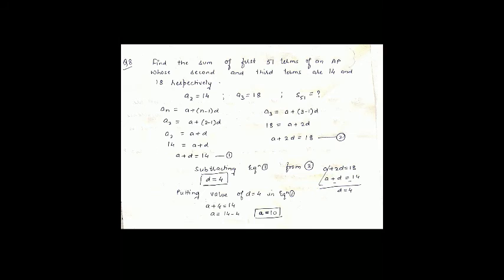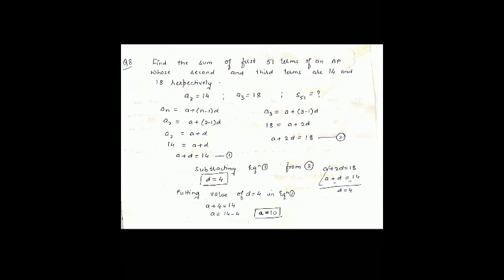Similarly, we can find out the value with the help of a3. We make equation number 2 in the same way as we have made our equation 1. So it will be a plus 2d is equal to 18. So after simple subtraction we will get the value of d. On the side I have shown you the rough work of how I found the value of d as 4. Now you can put the value of d as 4 in equation 1, you will get the value of a which is equal to 10.